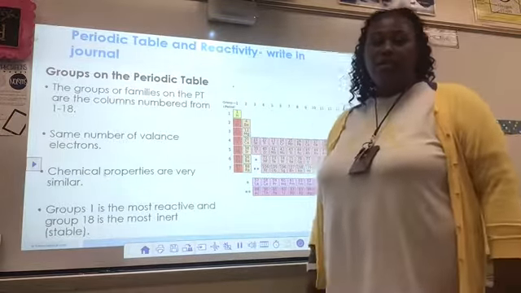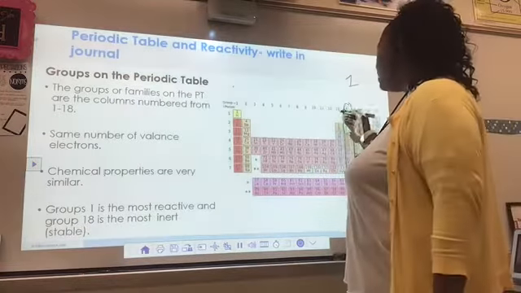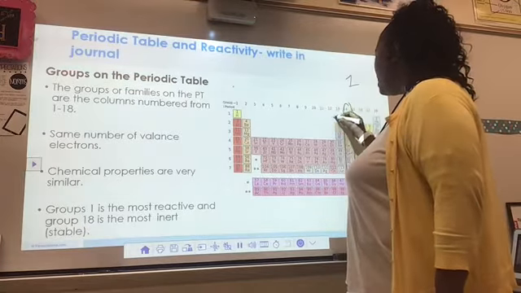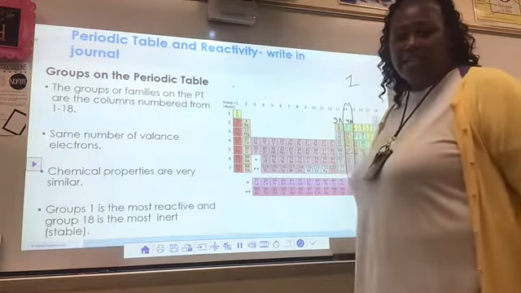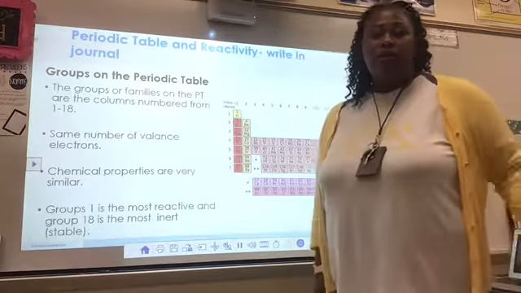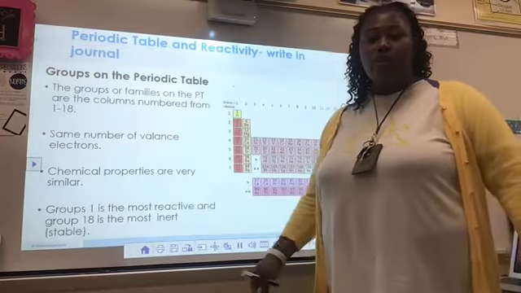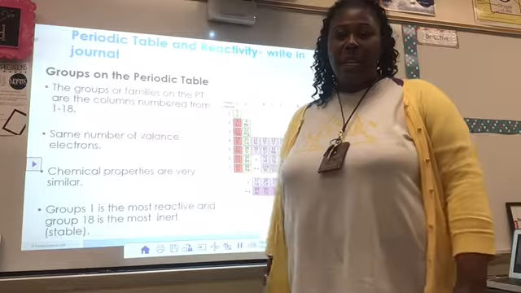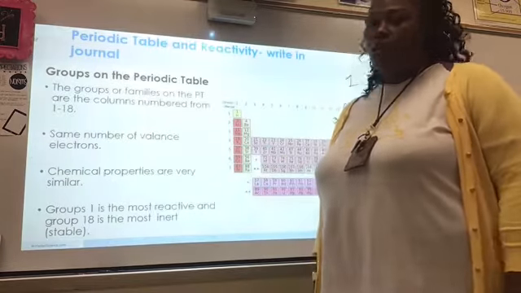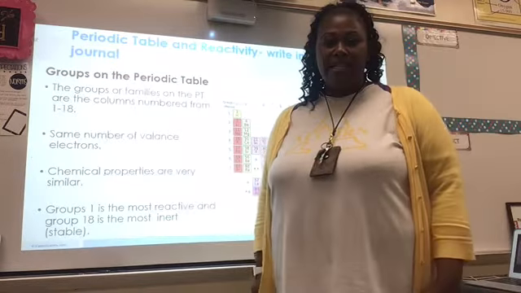Now, when you get to the groups that are 13, 14, 15, 16, 17, 18, their valence electrons are going to also be found at the top. So you'll see a number on your periodic table that's going to have 3A, 4A, 5A, 6A, 7A, 8A. That lets you know your valence electrons, because the most valence electrons you can have is 8. Yes, only 8. Even though we have 18 groups, you can only have 8 valence electrons.